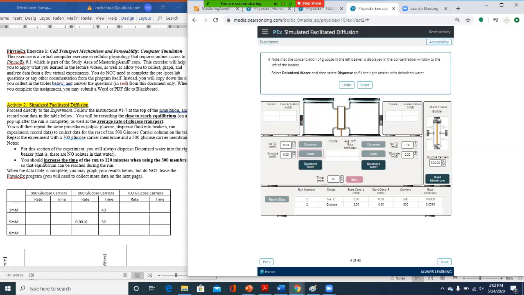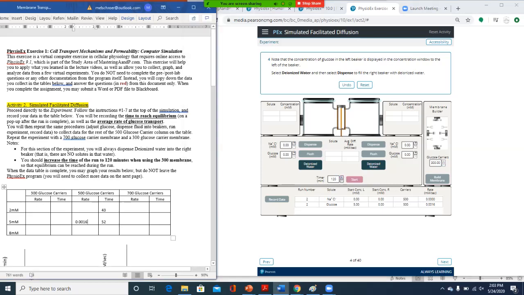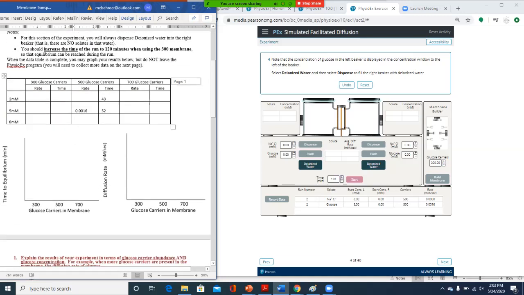Ultimately you're going to change the amount of glucose carriers in the membrane to greater and less than this 500. Note when you look over here, when you use this 300 millimole membrane, you should be certain to increase the timer, right? Otherwise you will not reach equilibrium and you will not be able to collect the data that you need for this particular experiment. So when you have completed this particular chart, don't X out of this yet. You still need to use that one more time.